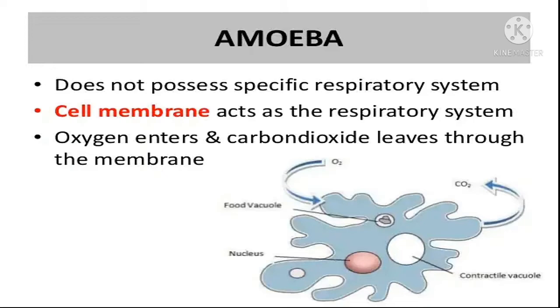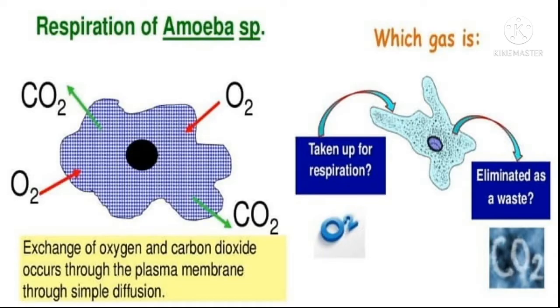Okay, so in amoeba, as you see in humans or any other higher organisms, they don't have a proper respiratory system. Instead, their respiration is done through the cell membrane or the plasma membrane. Oxygen enters and carbon dioxide leaves through the membrane. You can see in the picture itself, oxygen getting in the cell and carbon dioxide leaving. The exchange of oxygen and carbon dioxide occurs through the plasma membrane through simple diffusion.